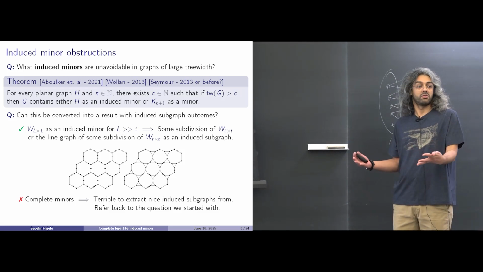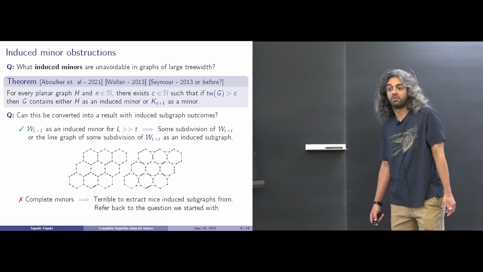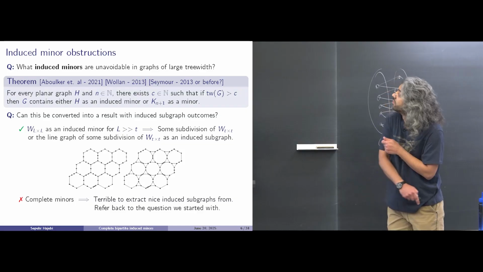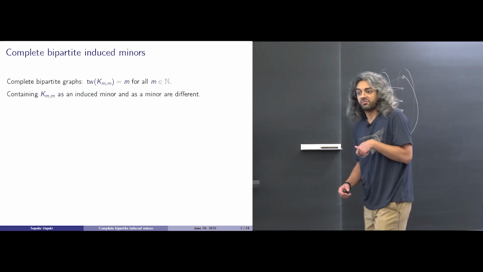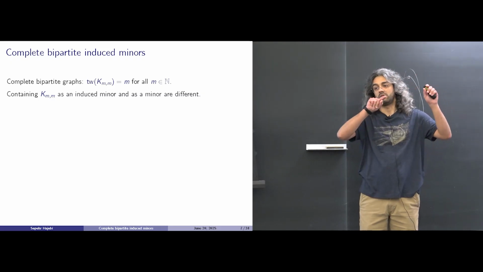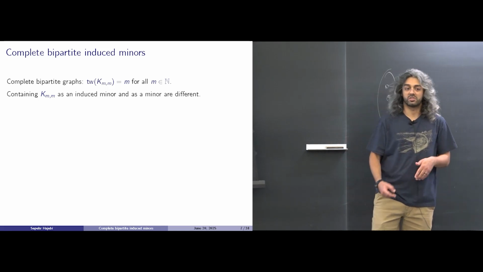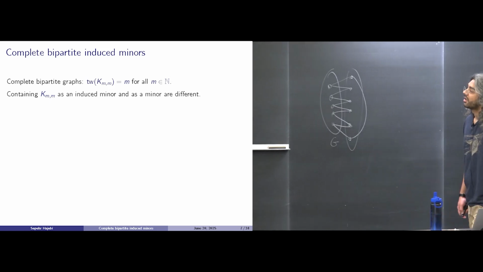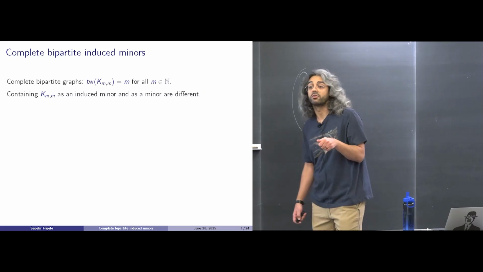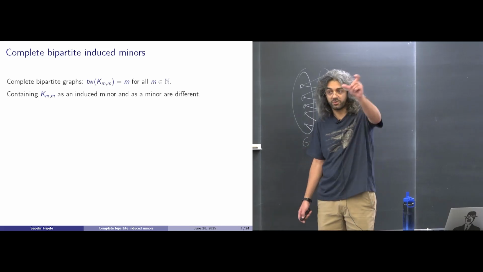So what is another candidate for a dense non-planar graph that I could put in here? Complete bipartite graphs. Complete bipartite graphs also have large treewidth. If you think about the complete bipartite graph K_{t,t}, for instance, you can just contract a perfect matching, and what you get is a large complete graph as a minor. So if you contain a large complete graph as a minor, it means the treewidth is large. And containing a large complete bipartite graph as an induced minor is different than containing it as a minor. So this is the difference between complete bipartite graphs and complete graphs. Why? Because in complete bipartite graphs, you have pairs of non-adjacent vertices.